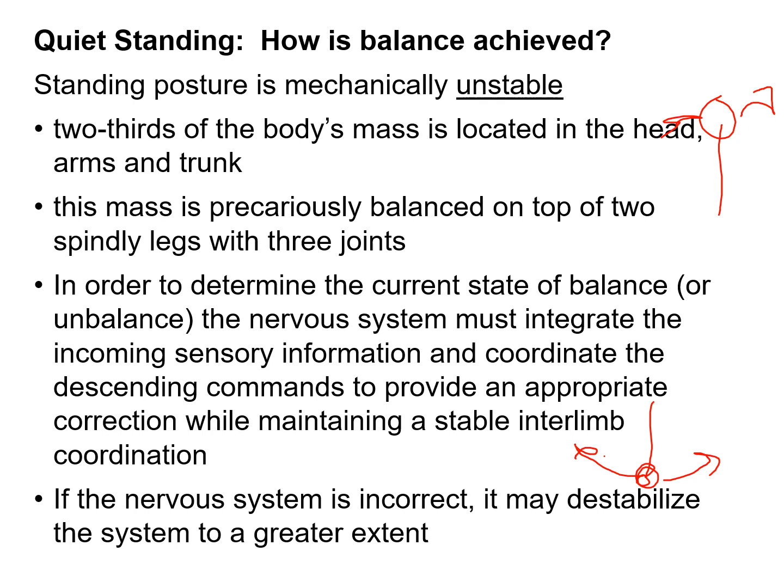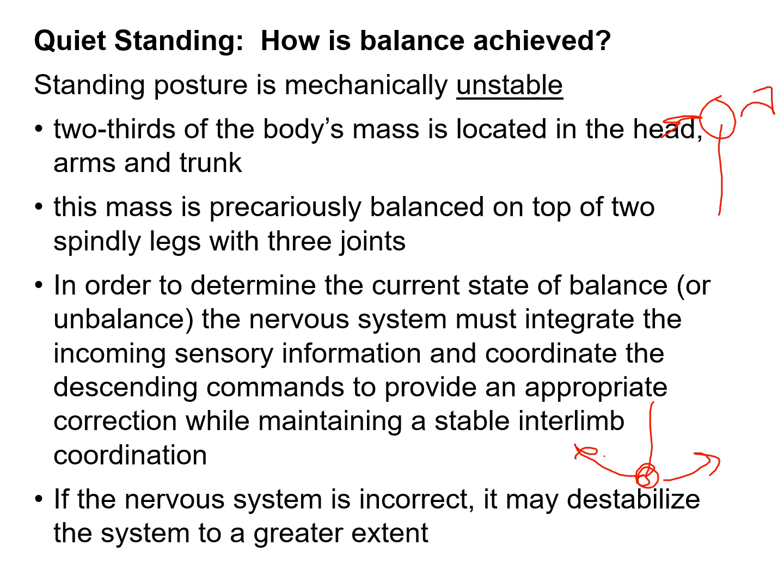Two thirds of the body's mass is located in the head, arms, and trunk. So our lower body, especially the muscles and limbs of the lower body, have to be able to control that. This is why, when we're doing balance assessment, a lot of times we'll use a force plate and measure the center of pressure of the lower limbs, because they are in charge of controlling the upper body, okay? This mass is precariously balanced on top of just two relatively spindly legs and just three joints.